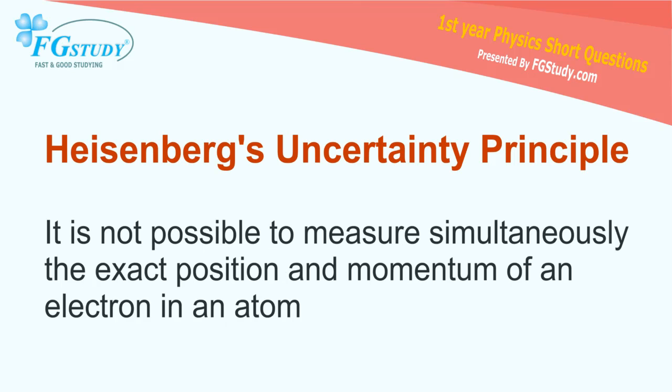Heisenberg's uncertainty principle. It is not possible to measure simultaneously the exact position and momentum of an electron in an atom.